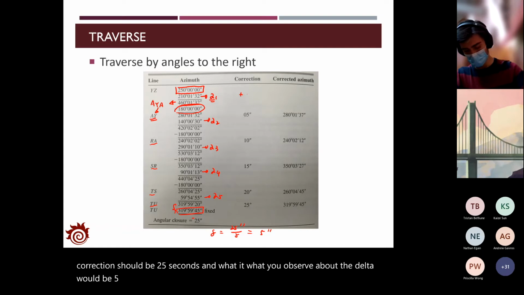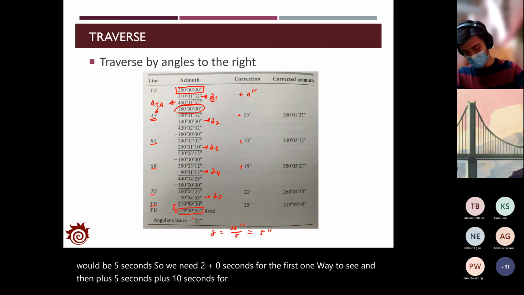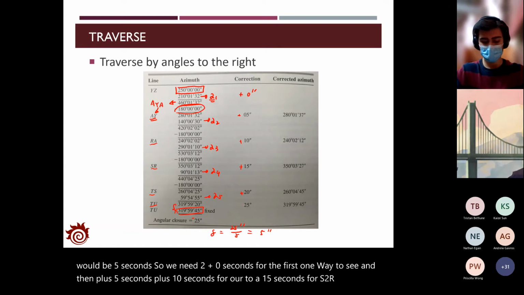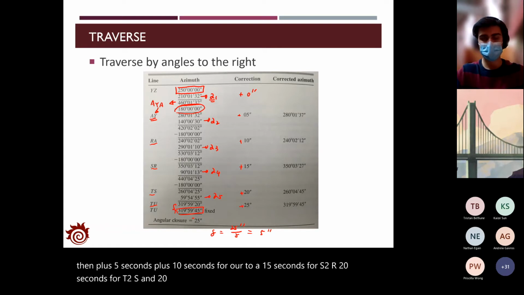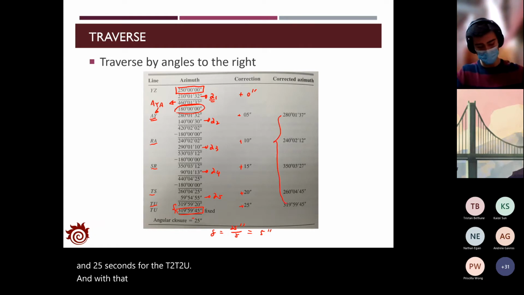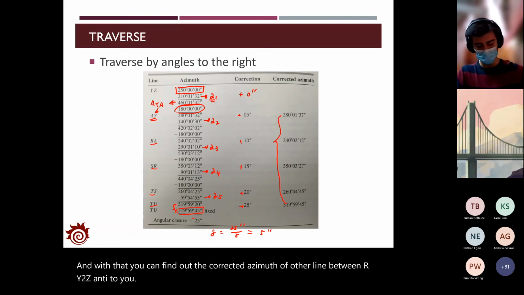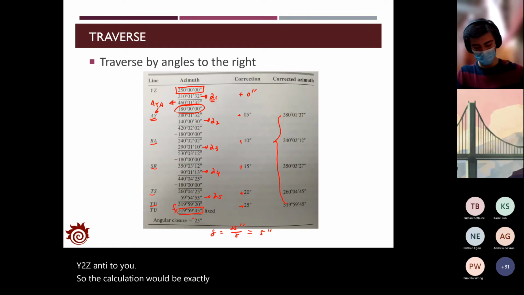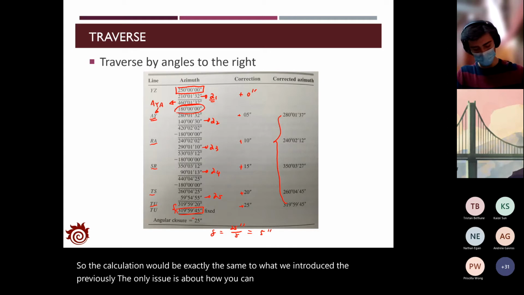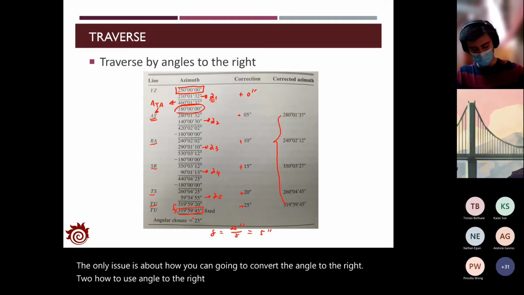So you need to add 0 seconds for the first one, Y to Z, and then 5 seconds, 10 seconds for R to A, 15 seconds for S to R, 20 seconds for T to S, and 25 seconds for T to U. And with that, you can find out the correct azimuth of all the lines between Y to Z and T to U. So the calculation will be exactly the same as what we introduced previously. The only issue is how you are going to use the angle to the right to calculate the azimuth between two lines.